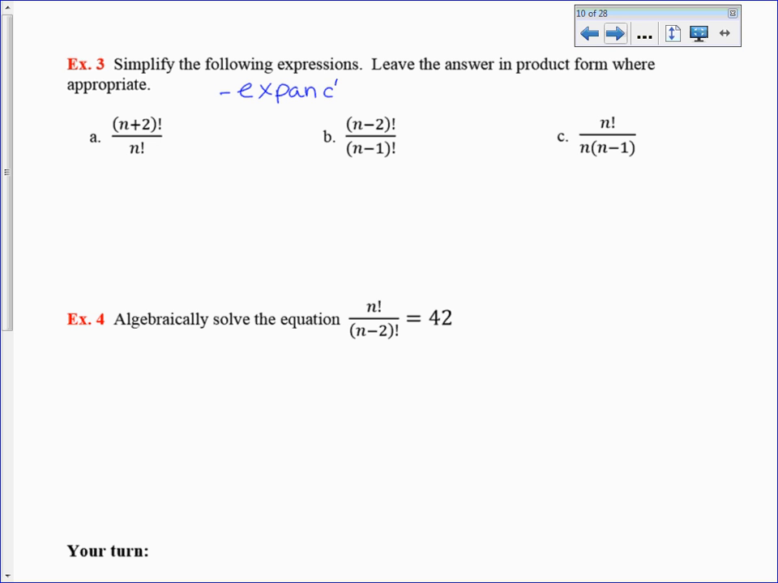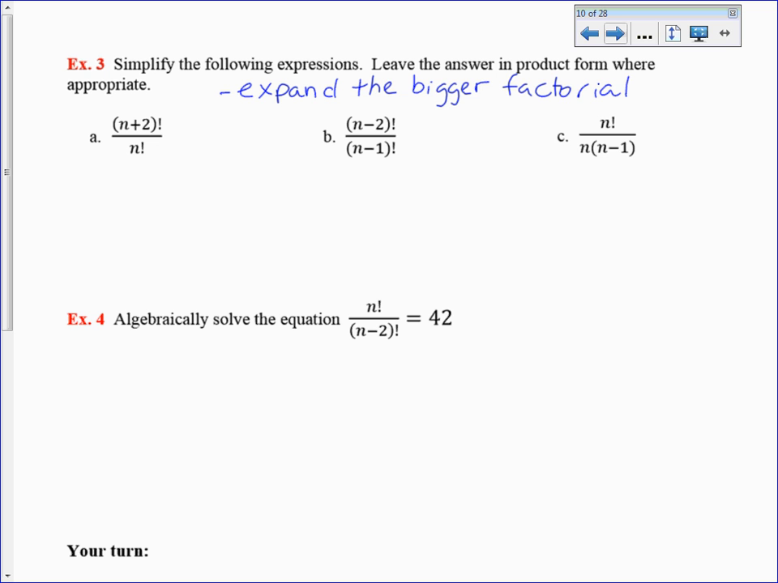Expand the bigger factorial. And if you don't know which one is bigger, make n equal to 1 and plug it in and see. If I didn't know which is bigger, n plus 2 or n, if n is 1, 1 plus 2 is 3, or 1. Right? So that makes the top bigger. So expand the top, or expand the bigger one, until I get to something I can cancel.